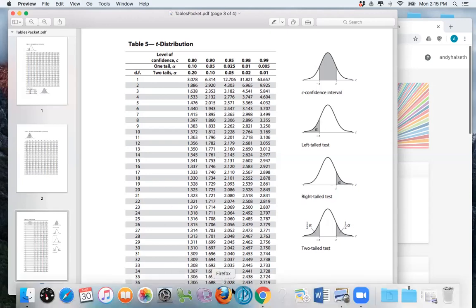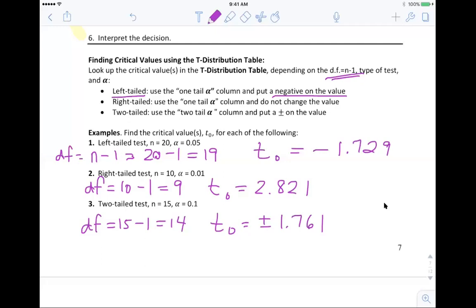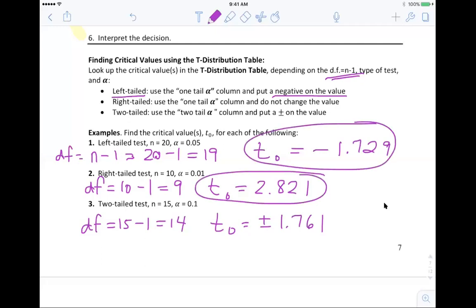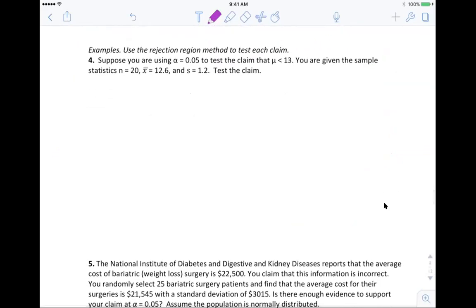So let's go back to the handout. I can show you what I was just writing down, just to make sure we have those answers written. So we've got those 3 final answers. Okay, so you can refer to that when you're looking for critical values. Let's see how it applies to running a full hypothesis test.